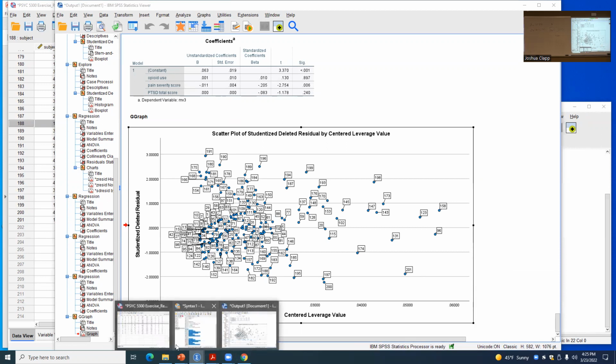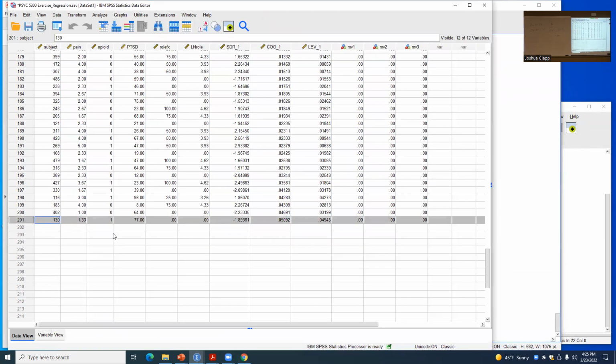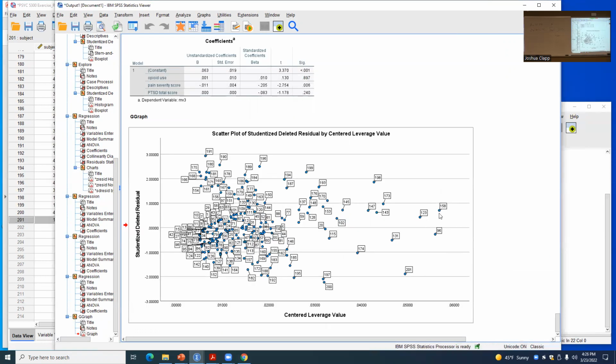And if I go back to my data and find case 201, it's case 130, right? So if you remember that these aren't participant numbers, maybe 201 is kind of problematic there. So we've got a lot of leverage values, high Cook's D values, but based on my plot, I don't know that I would necessarily get too excited about any of these, right? Might identify case number 130 as kind of problematic, but not anything that I'm going to get too worried about necessarily here. Okay.